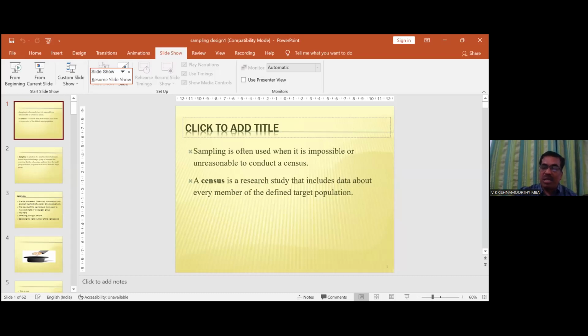We are going to discuss what are the different methods of probability and non-probability sampling. Finally, I have some research papers. If time permits, we can discuss how sampling technique has been used.